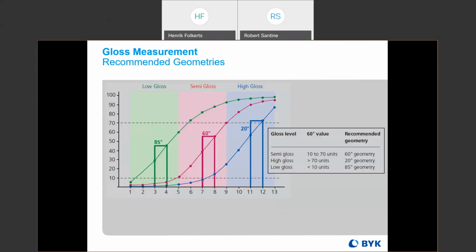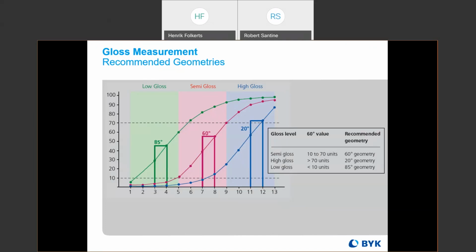And so this graph here illustrates why we need 3 different gloss measurement angles for different gloss levels. So the idea here is that on the x-axis we have perceived gloss. You can think of this as 13 different gloss panels, each of them equal steps in gloss difference. So the visual gloss difference between panel 1 and 2 is the same as the visual gloss difference between panels 6 and 7, is the same as the visual gloss difference between 12 and 13. So each of these are equal visual steps increasing in gloss.